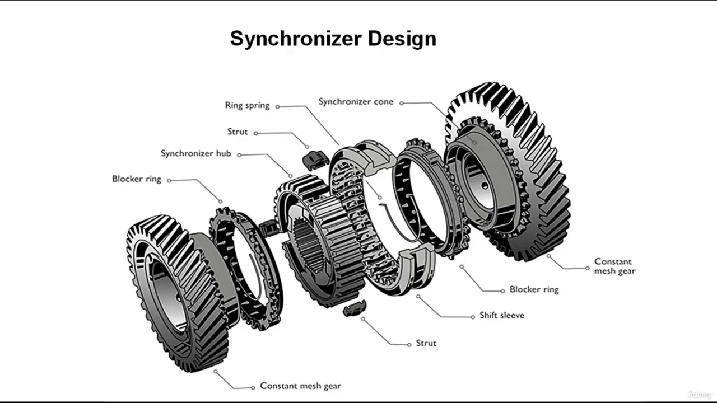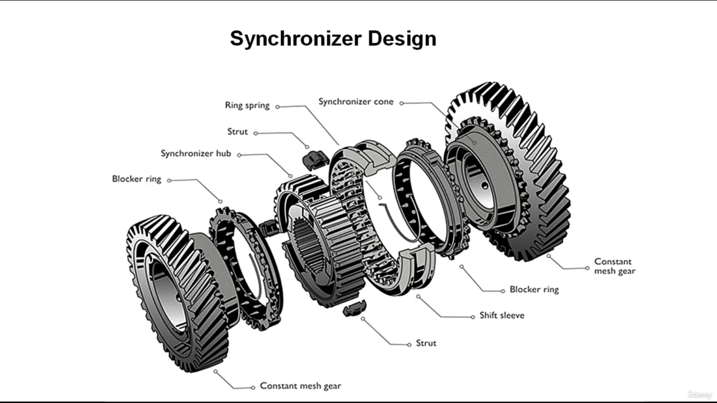And let's discuss right now the synchronizer design. The most commonly used synchronizer is a block or cone synchronizer. The synchronizer sleeve surrounds the synchronizer assembly and meshes with the external splines of the clutch hub. The clutch hub is splined to the transmission pinion shaft and is held in position by a snap ring. A few transmissions also use pin-type synchronizers.